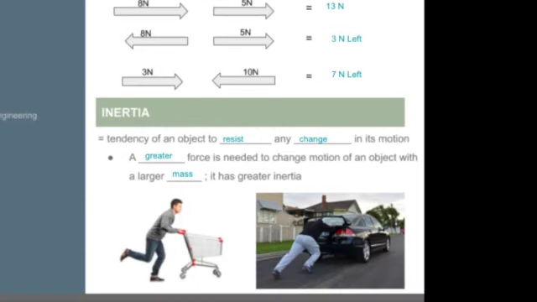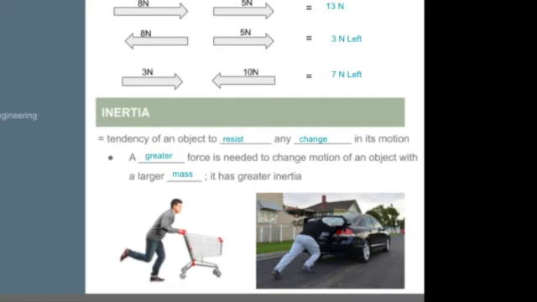With force, there's this thing called inertia. Inertia is just the tendency of an object to resist any change in its motion. I like to think of myself as having lots of inertia whenever it's time to get out of bed. I resist the change in motion to actually get up out of bed. A greater force is needed to change the motion of an object with a larger mass. It's going to have greater inertia.